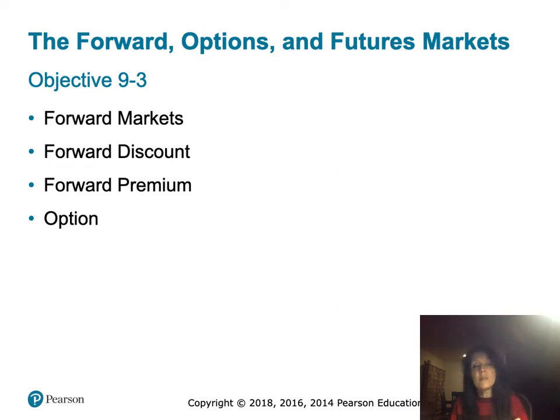So let's talk a little bit about the forward, options, and futures markets. As we noted earlier, the spot market is for foreign exchange transactions that occur within 2 business days. But in some transactions, a seller, for instance, extends credit to the buyer for a period much longer than 2 days.